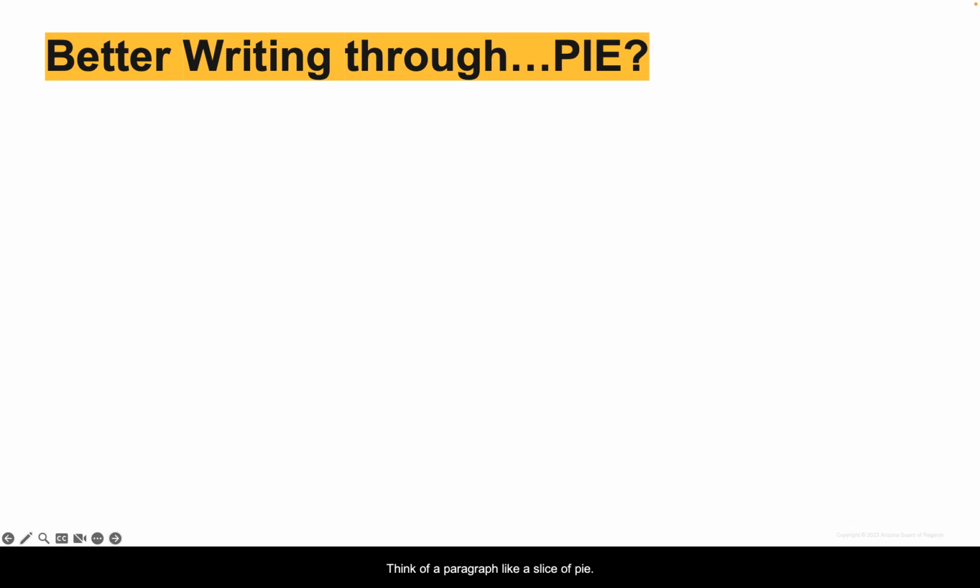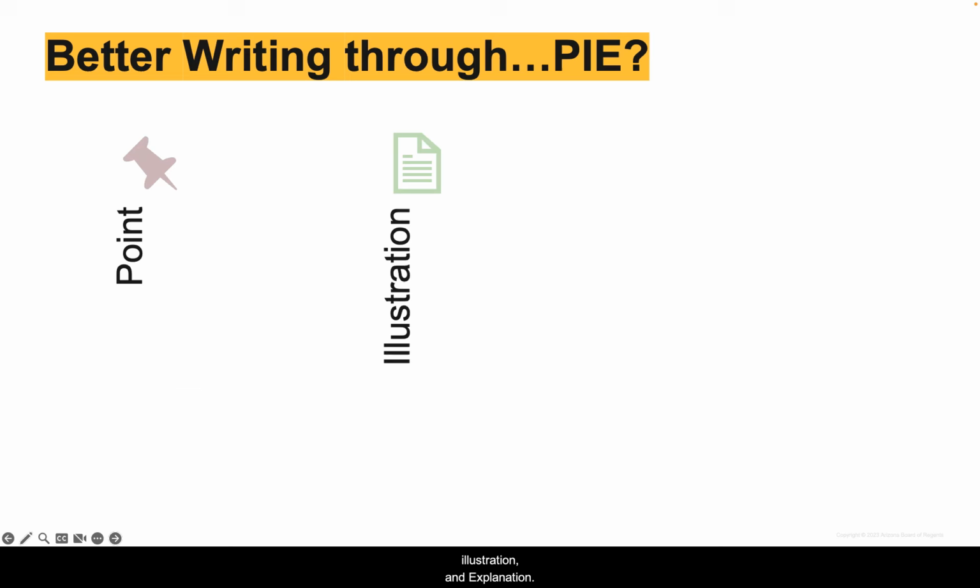Think of a paragraph like a slice of pie. Flaky top, gooey center, sturdy bottom. The P.I.E acronym stands for point, illustration, and explanation. Each part plays a vital role in supporting your overall argument and guiding your reader through your thinking.